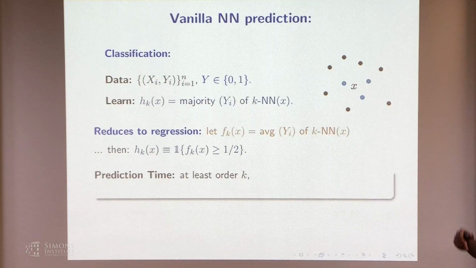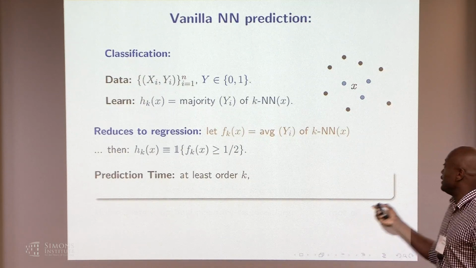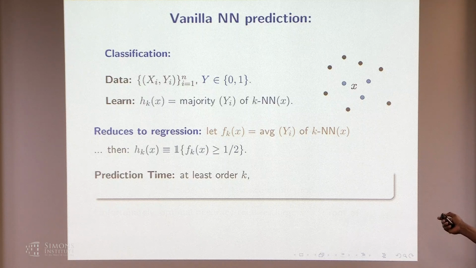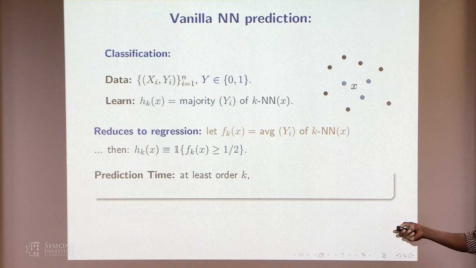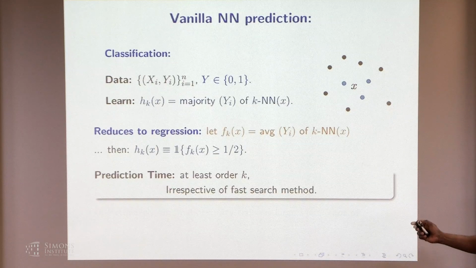So the prediction time. We all know by now that there are tons of fast nearest neighbor search algorithms. So the question for me is, let's imagine that we use a fast nearest neighbor search algorithm. What's the best we could do? Here, the best we could do would be at least order k, the number of nearest neighbors that we need to return. So no matter which fast nearest neighbor search algorithm you use, it will be at least order k.